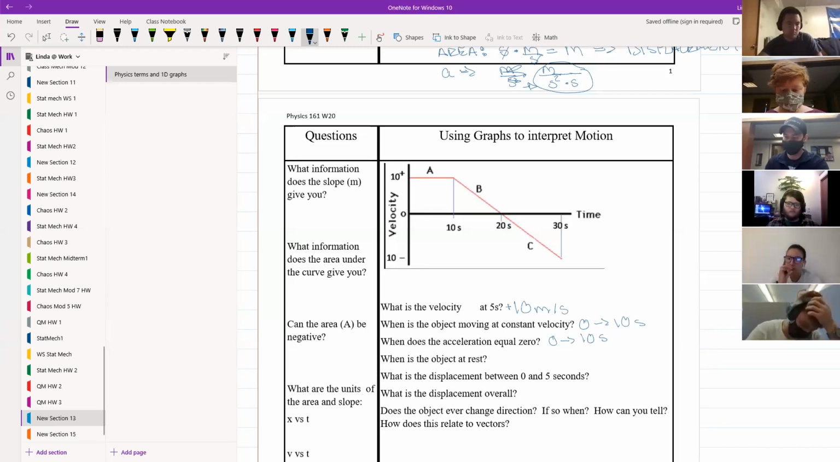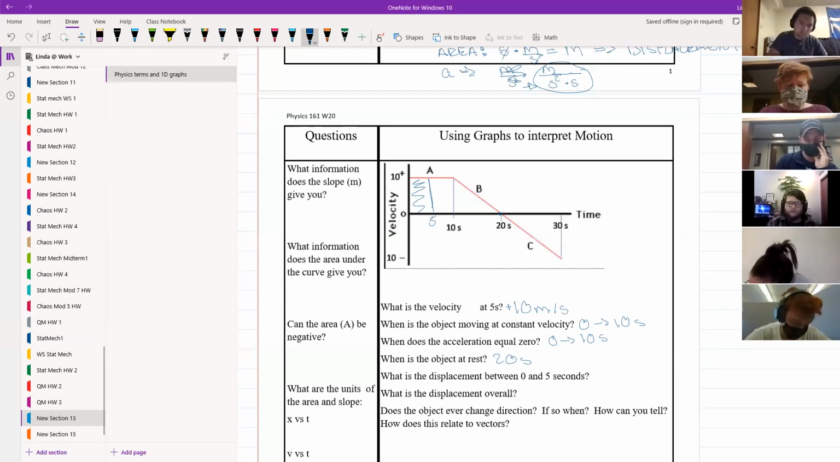So when is the object at rest? Only at 20 seconds. Yep. My velocity is 0 right here at 20. What's the displacement between 0 and 5? 50 units. Yep. Remember, the area under the graph is going to give me my displacement. So 5 times 10, that's 50 meters.